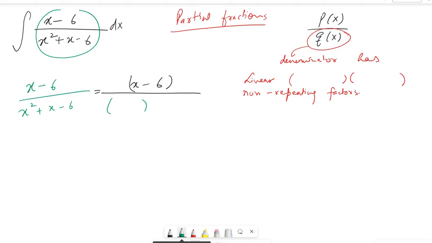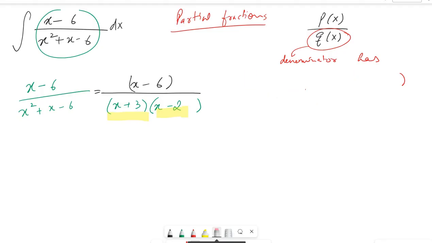The denominator is a quadratic function, so I can factor it easily to be, say, x plus 3, x minus 2, right? So these are two factors of this quadratic function. Both of them are linear and they are non-repeating. That means x plus 3 is only once a factor and x minus 2 is only once a factor. Okay, so that is the first case we are going to discuss.